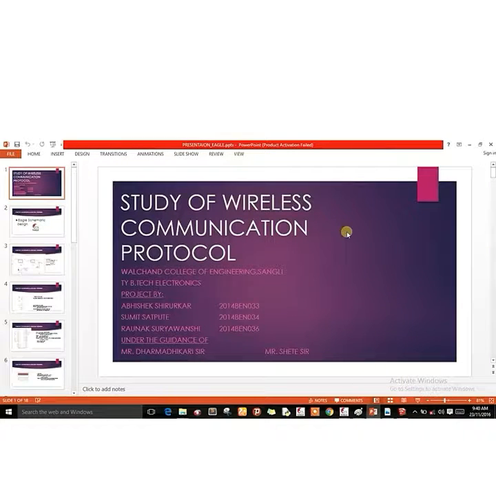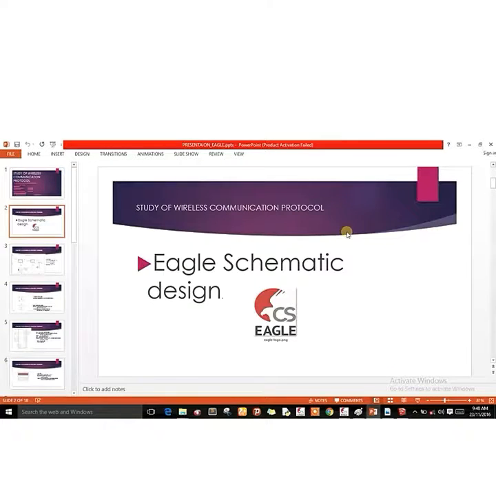Now the designing for our project, that is, Study of Wireless Communication Protocol. For designing the schematic of our project, we required first the power supply, second the external circuit, that is the crystal circuit, third the reset circuit, fourth the controller connection, fifth the LCD connection, sixth the encoder connection, seventh the decoder connection, and then the RF module connection. One by one we will see each sub circuit. First one is the power supply.